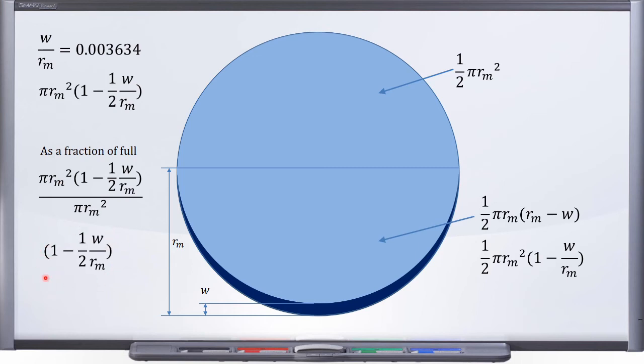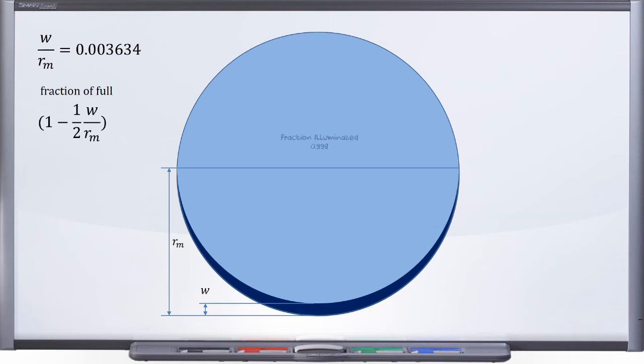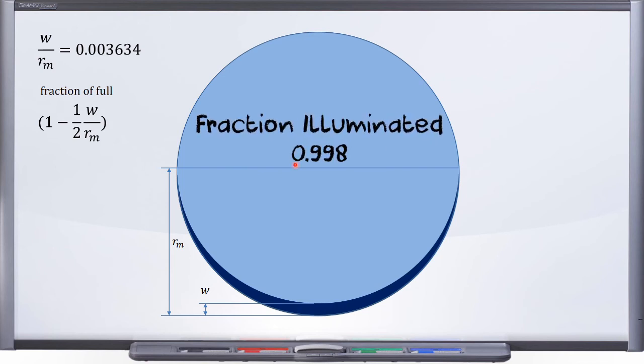This is what percentage of the moon is illuminated. So if we take this value and plug it in right here, we're going to get 0.998. The moon is illuminated 99.8% in this illustration.